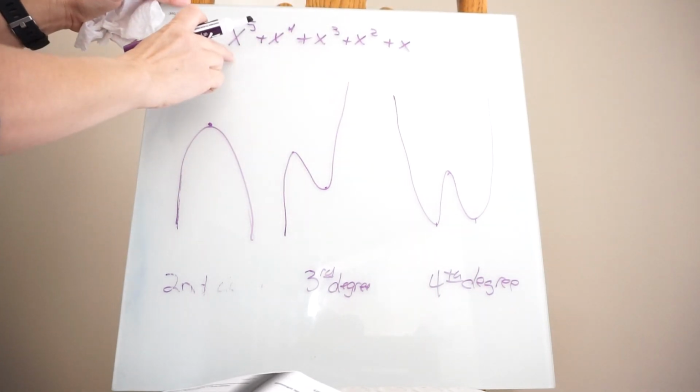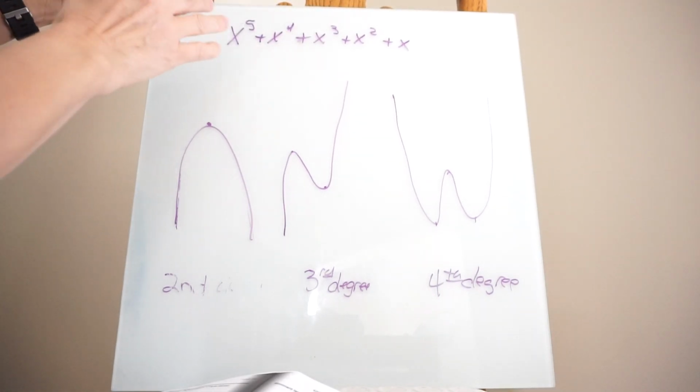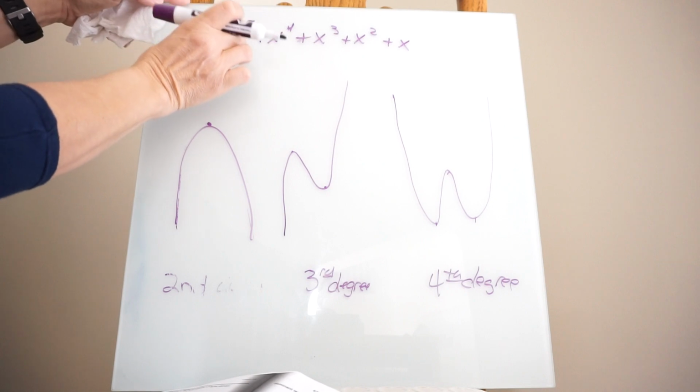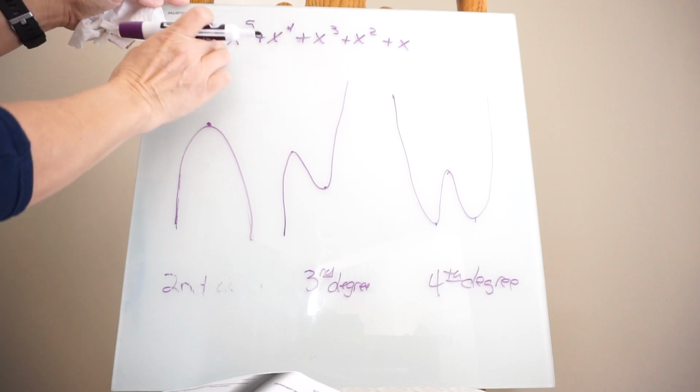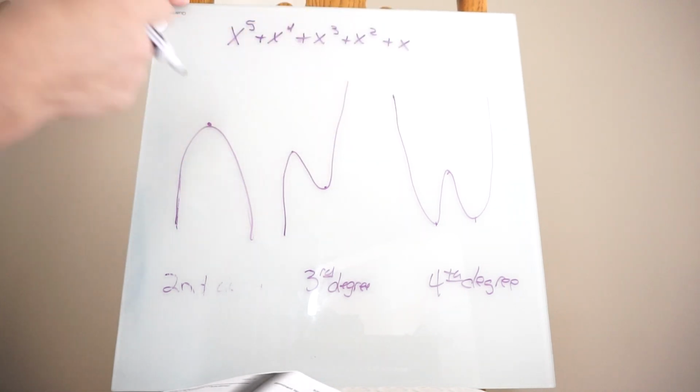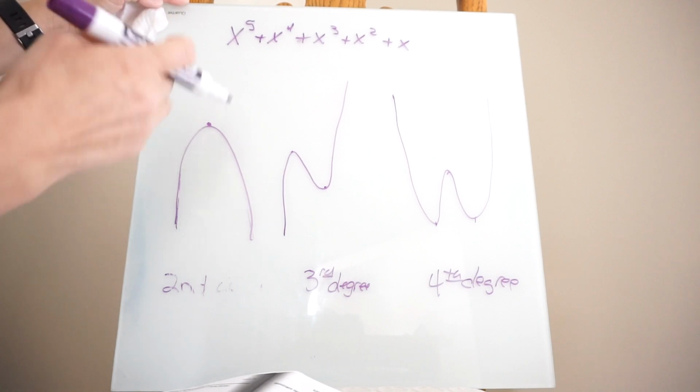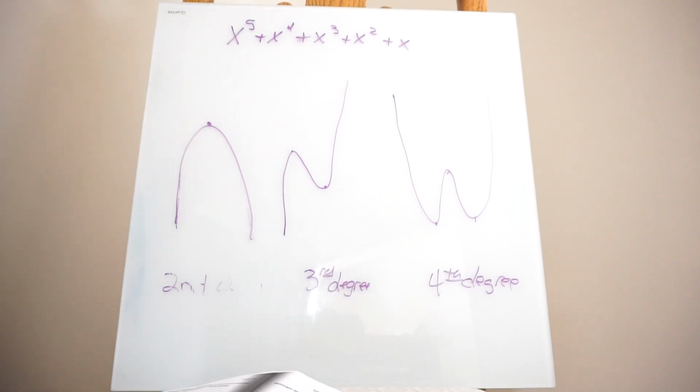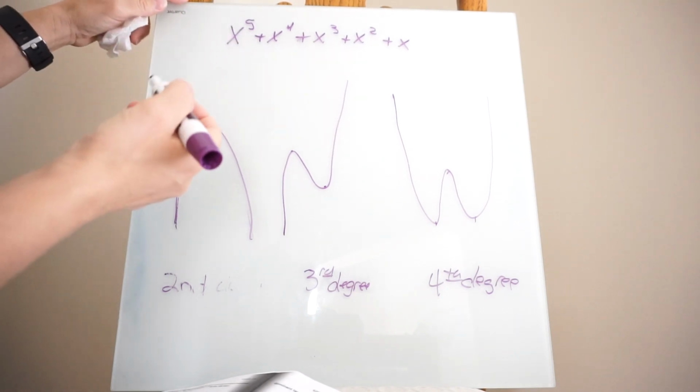The highest term is going to be the dominant term, because even if you take this term, it's going to be greater than the sum of all of the other terms in the polynomial as you get to very large negative numbers or very large positive numbers.